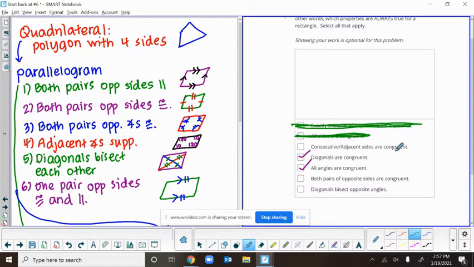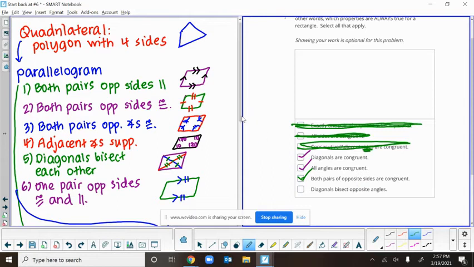It says consecutive or adjacent sides are congruent. Notice it says sides are congruent. That means the ones that are next to each other are congruent. That's not true either. Going down to the next one, both pairs of opposite sides are congruent. Look at that one. That one is my second property of a parallelogram. Both pairs of opposite sides are congruent. So this is true also in a rectangle.